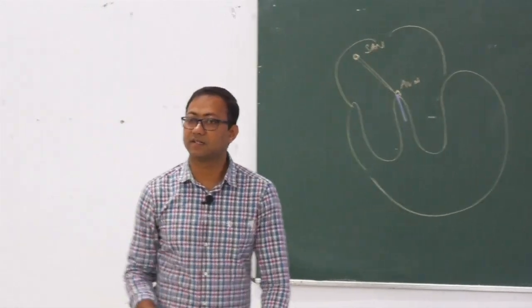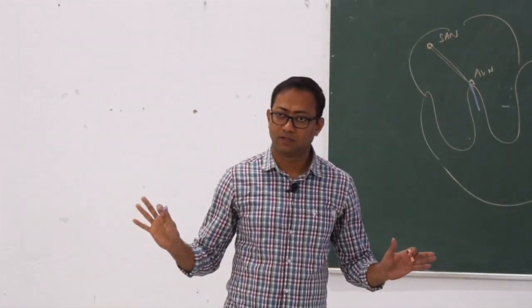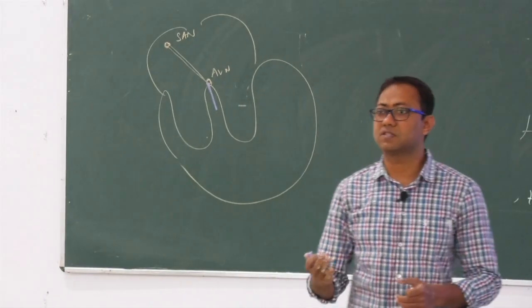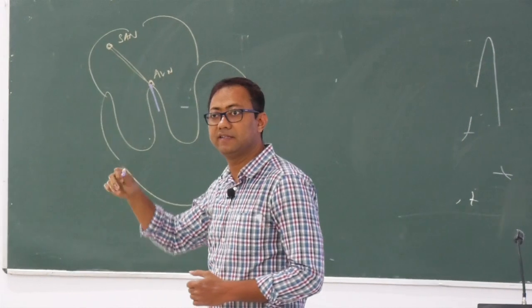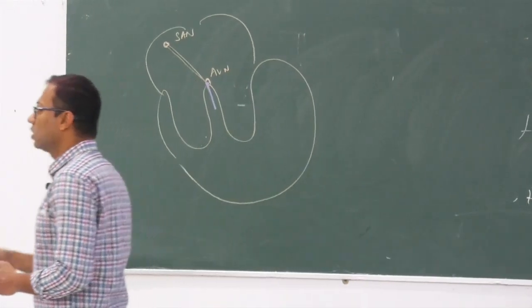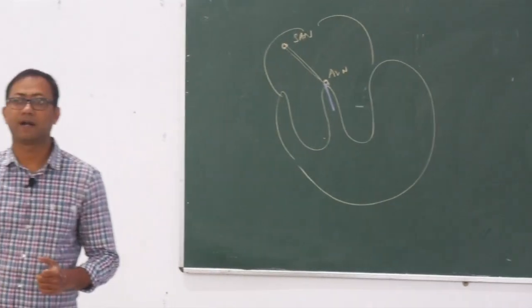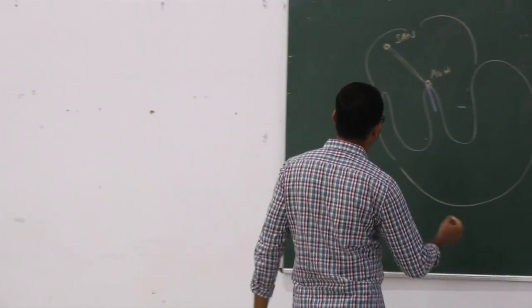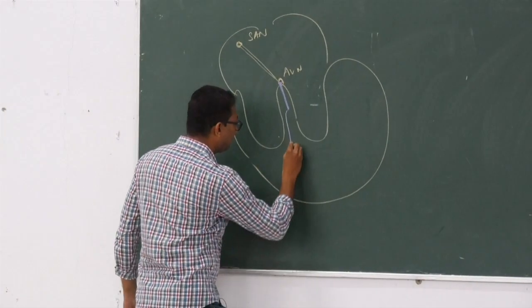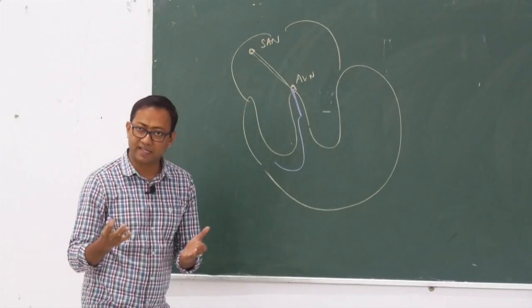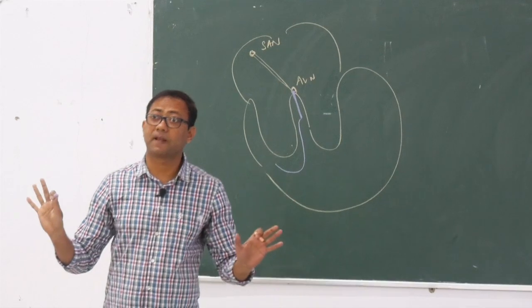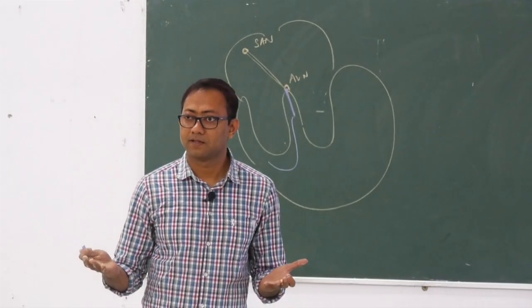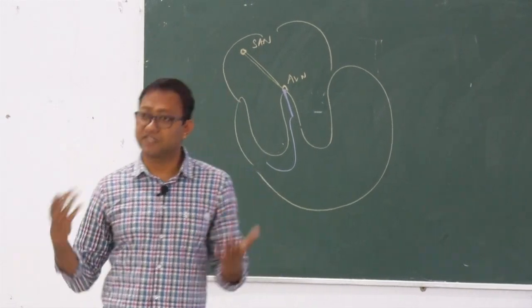Now, the bundle of His divides into two branches. One branch will supply the left ventricular muscle mass and another branch will supply the right ventricular muscle mass. We call them the right bundle branch and left bundle branch respectively, right? So, the right bundle branch will supply, not blood supply, what supply? Electricity supply. Okay, supplying electricity, right?